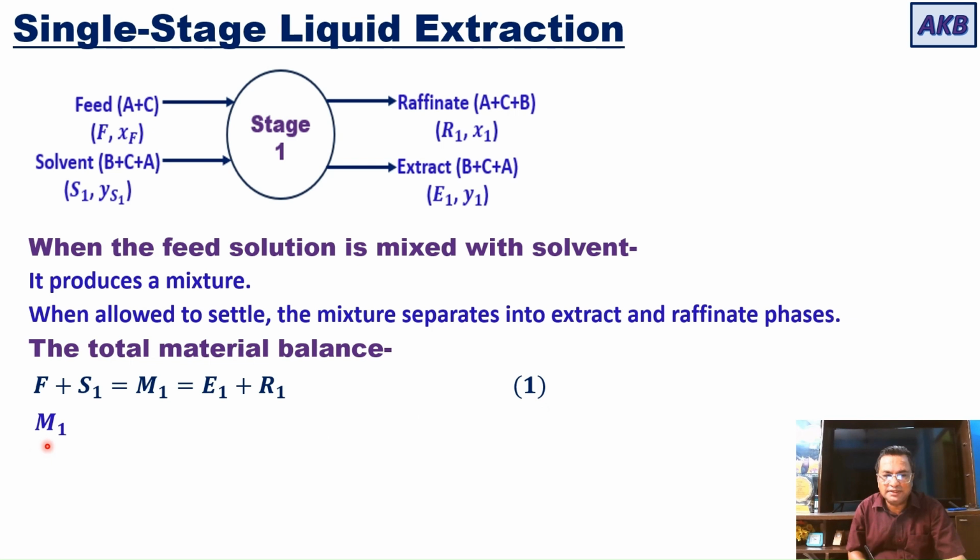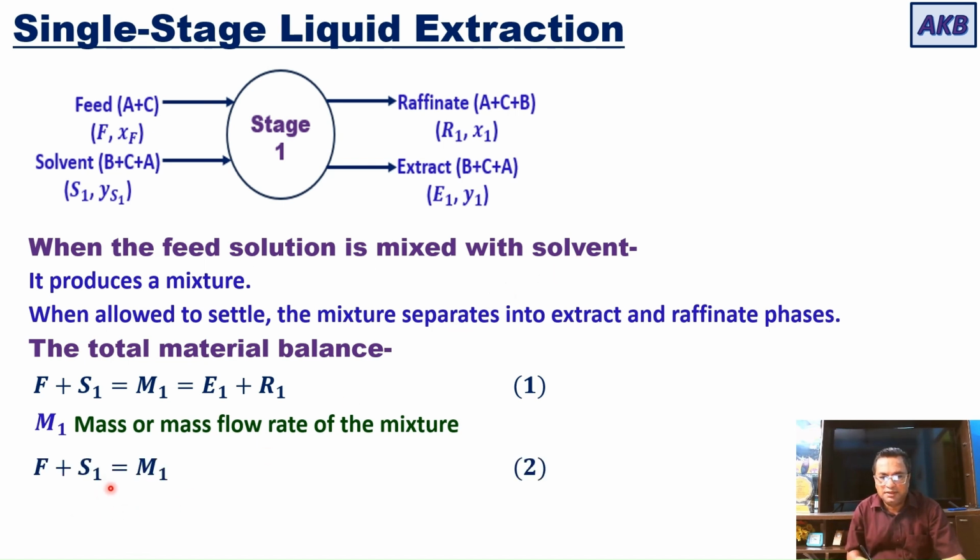In equation number 1, as I said just now, M1 is mass or mass flow rate of the mixture that is formed when you mix feed solution with the solvent. So I can write two equations from this. One is F plus S1 is equal to M1. Let me call it equation number 2. And then you have R1 plus E1, that is equal to M1, and I'm calling it equation number 3. By taking the steady state total material balance, I am getting 3 equations.